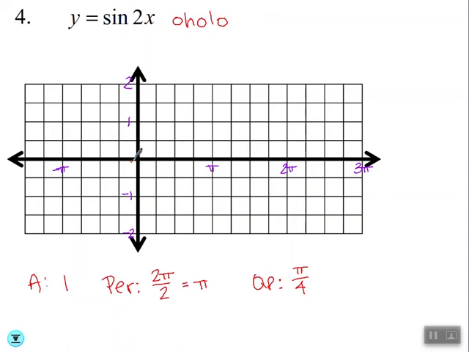So I'm going to start at 0, go high. Since our amplitude is 1, that means we're only going up to 1. 0, low, 0. So 0, low would be -1, 0. Then I connect the points.